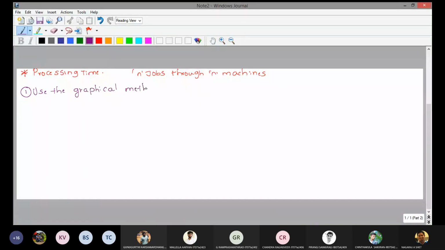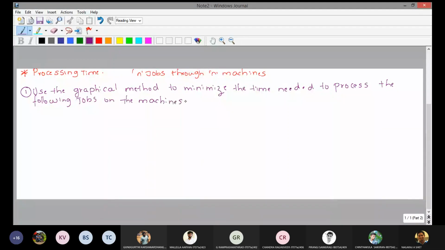Now, use the graphical method to minimize the time needed to process the following jobs on the machines. Okay, this is the whole.